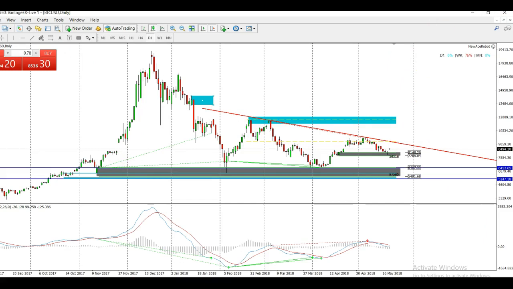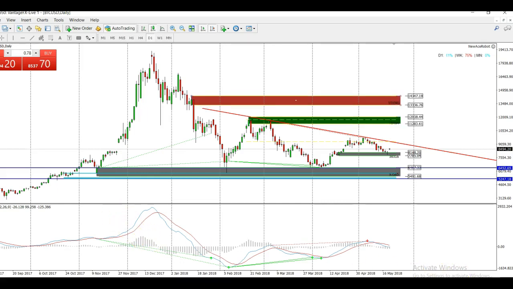That's it for this week, guys, on the major currency pairs. Some nice moves going to happen over the next week on the Euro USD buy, British Pound USD buy, and the US dollar sell. So watch out for them.